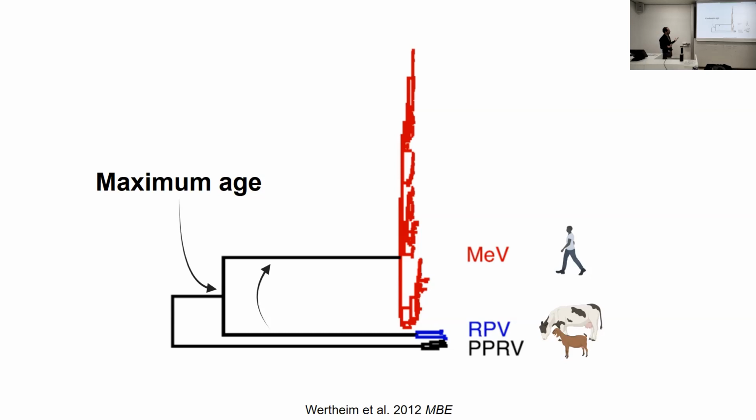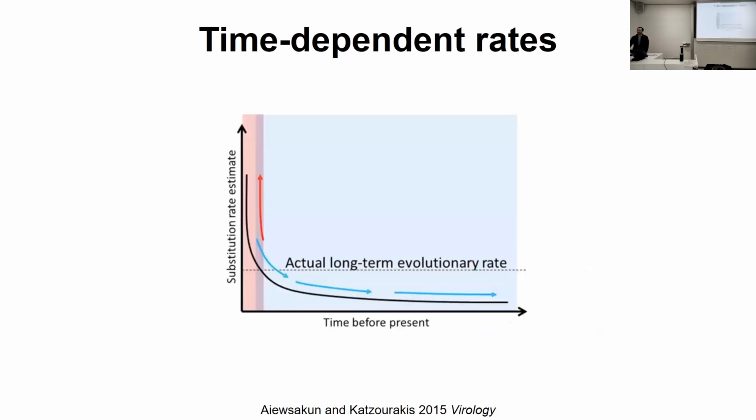How can we address this kind of question? Well, with this kind of topology, what we can do is to try to estimate the time to the most recent common ancestor that corresponds to this node. This time is the maximum age of measles, right? Measles has to have been introduced after this time. Many groups have tried to estimate this TMRCA, but it's proven especially difficult.